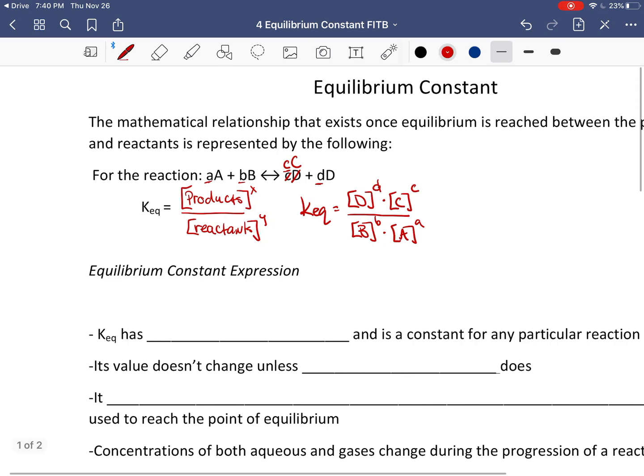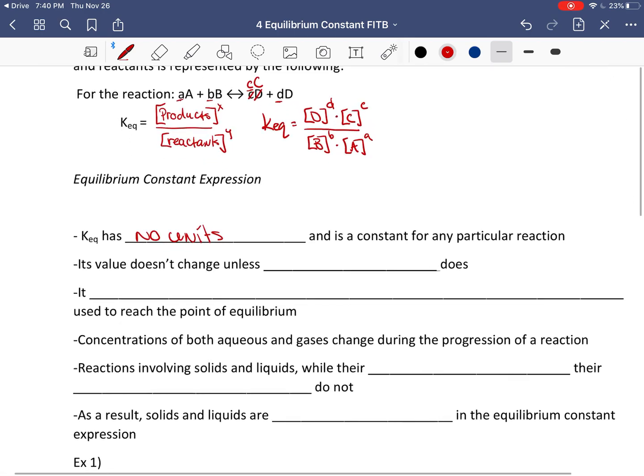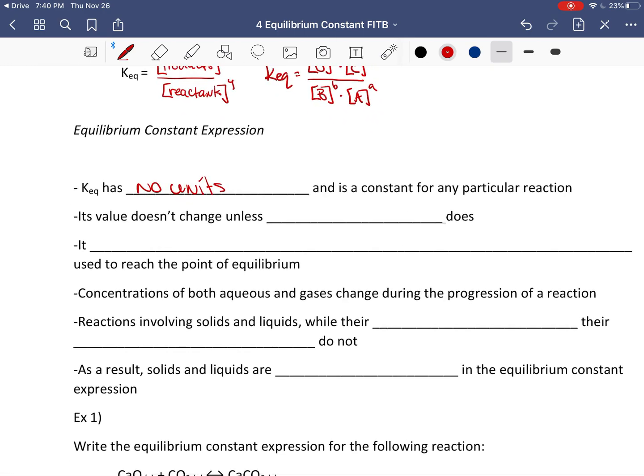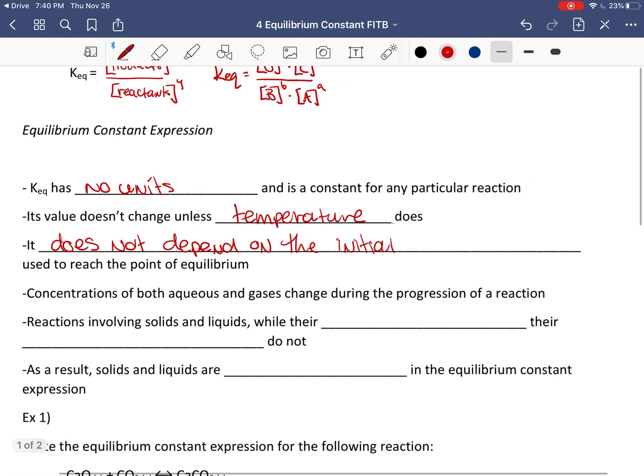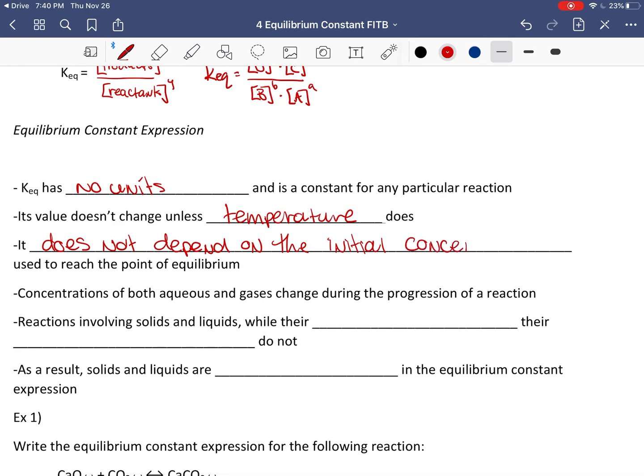So KQ has no units and is a constant for any particular reaction. Its value doesn't change unless temperature does. That's the only time, when the temperature changes. It does not depend on the initial concentrations used to reach the point of equilibrium.